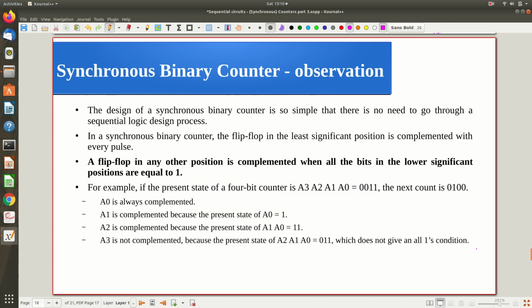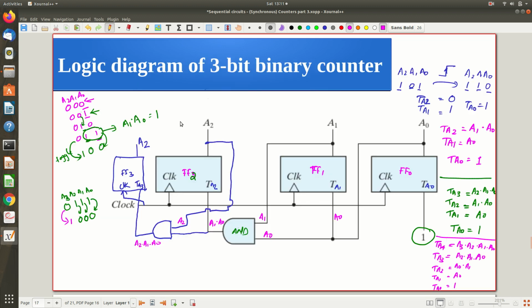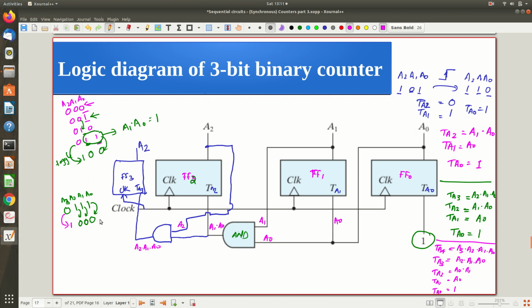So for the synchronous binary counter, what observation did we make? The design of a synchronous binary counter is so simple that there is no need to go through the sequential logic design process. That is what we did in the last part of the video. But from that only we understood this, right, after understanding the circuit. But from the sequence also you may have this observation. So how these bits are changing, like from 0 1 1 1, how it is changing to 1 0 0 0. That observation you can have from these bits also.